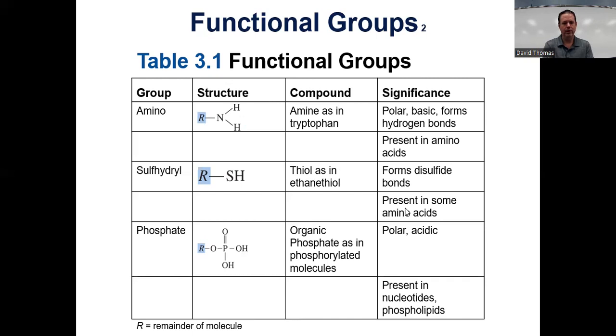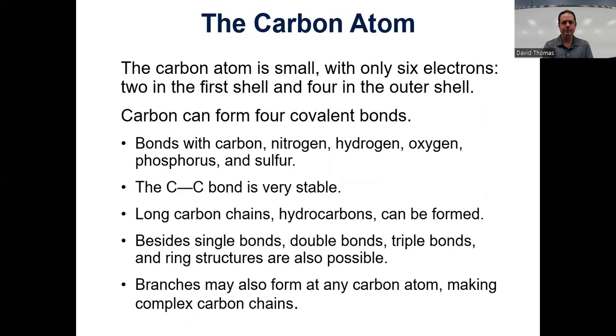Sulfur groups: the sulfhydryl group is listed there for you. And then the phosphate group, PO4, a lot of times we see this in nucleic acids. That includes your DNA and RNA, and also ATP, which we'll get to later on.